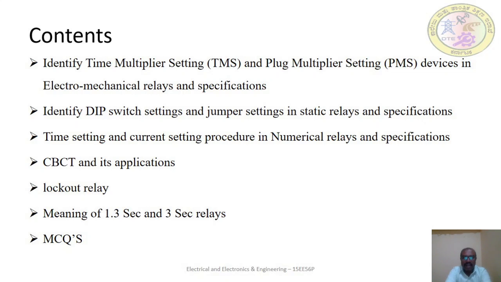numerical relays and its specification, CBCT, core based current transformer and its application, next lockout relay, next the meaning of 1.3 second and 3 second relays. At last we will see multiple choice questions.